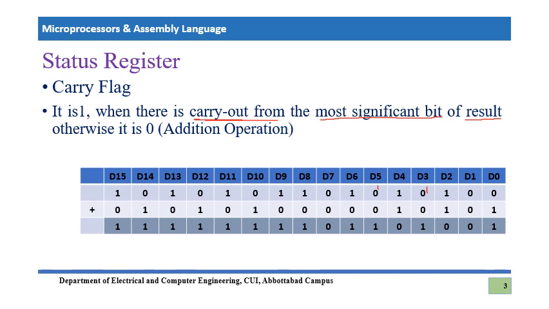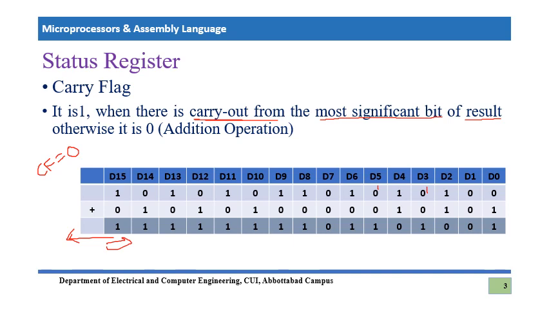Then we continue the addition like this, and that's the point where the result ends. Do we have any extra carry coming out from the most significant bit? No, we don't have any carry. So what will be the status of the carry flag? CF will remain equal to 0, because there is no carry coming out from the most significant bit. That is the function of the carry flag.